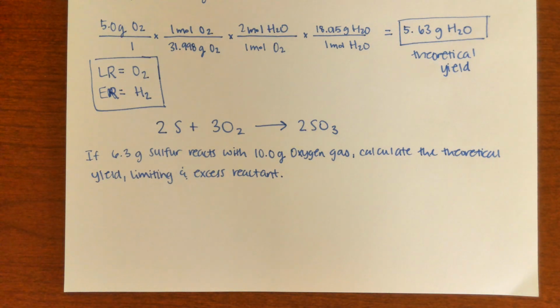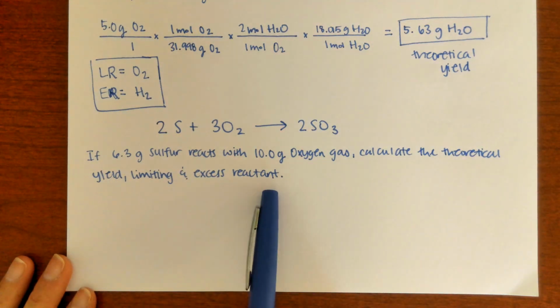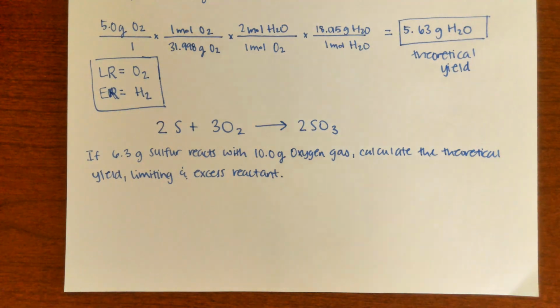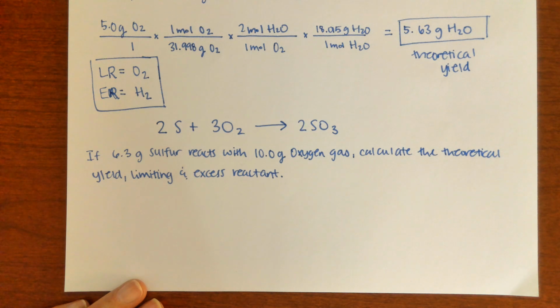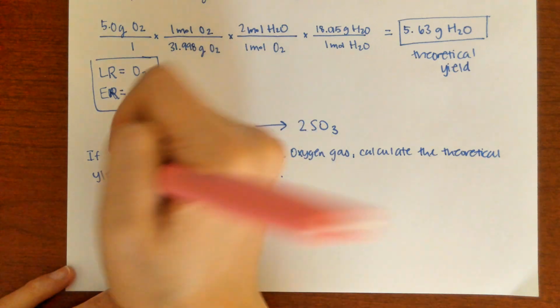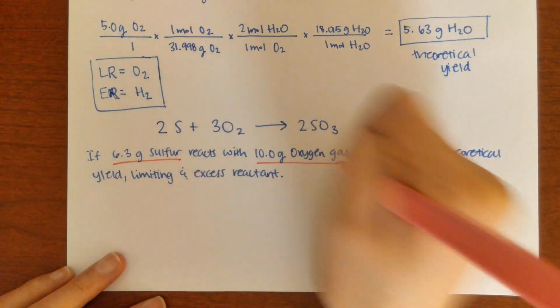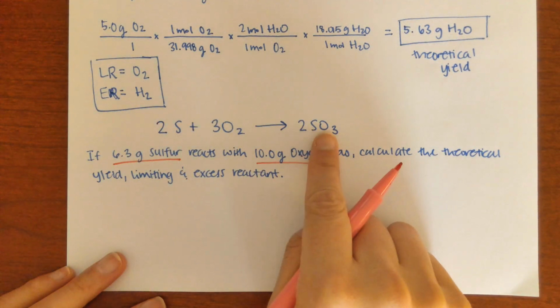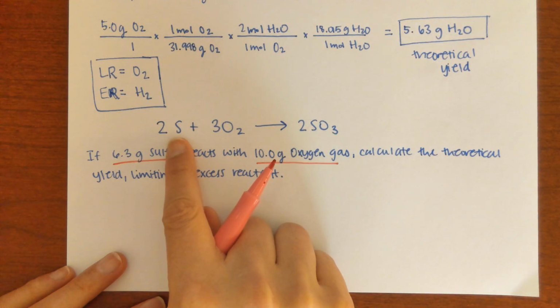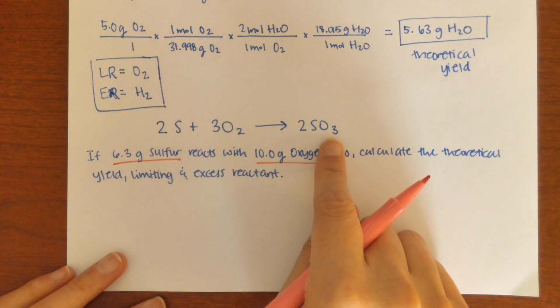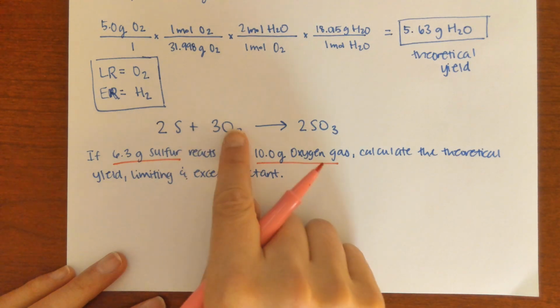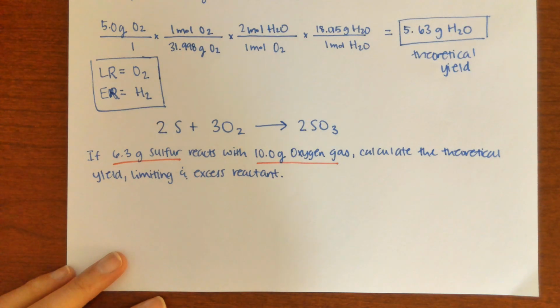So I have this example here where the question is fully written out, and I'm going to show you how to break down the question, but the solving is the exact same as what I've showed you up top. So if 6.3 grams of sulfur reacts with 10 grams of oxygen gas, calculate the theoretical yield, limiting reactant, and excess reactant. So I like to underline what I'm given here to break it down, and then I know that I only have one product to work with, so I have 6.3 grams of this, 10 grams of this, and then I have to figure out what is my maximum product or my theoretical yield that I can produce, and which one of these two is my limiting and which one is my excess.